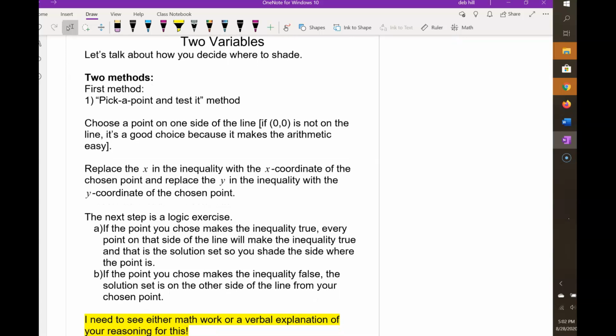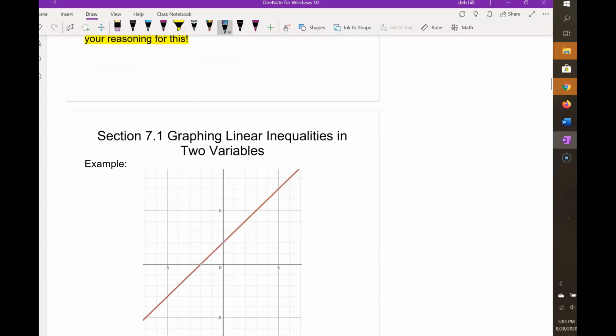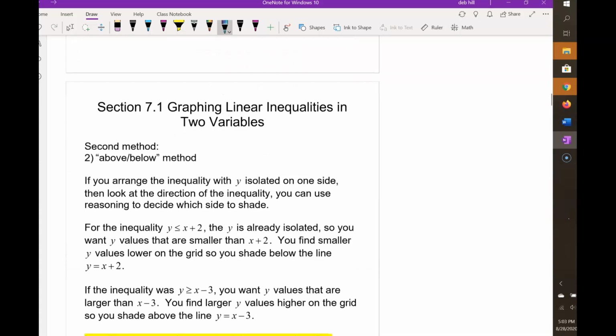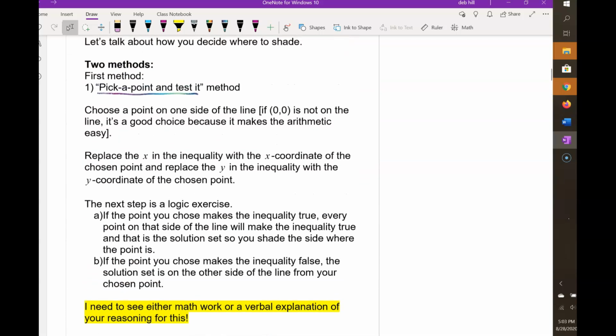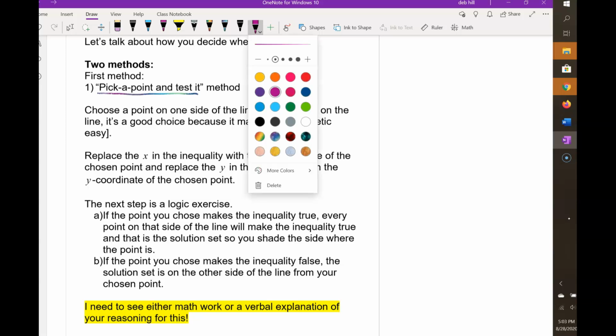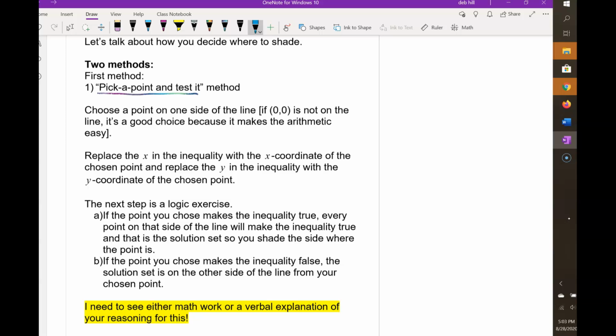So there's two methods: the pick a point and test it method, and then the other method is the above-below method. Either way is totally fine with me. I would suggest that you pick one and practice it until you get really good at it so that you'll be really comfortable with it when it comes to a quiz or test. So the first method is the pick a point and test it.